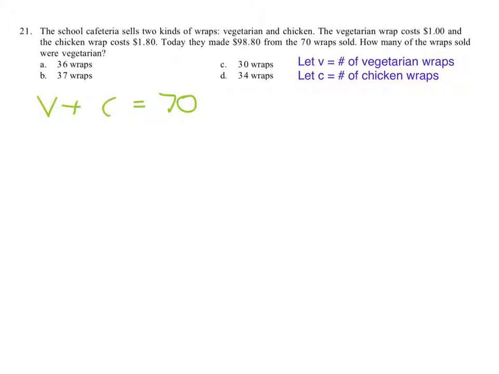Well, let's take the cost, so find out the total cost. We say $1 for vegetarian, so that's really 1 times V, but we don't need to put 1 in front of the V, we just put V. Plus, and we do need to put the cost if the coefficient is different than 1, $1.80 times the number of chicken wraps they sold. When we add, this is the total amount made on veggie wraps, this is the total amount made on chicken wraps, and how much is that total? $98.80. Okay?